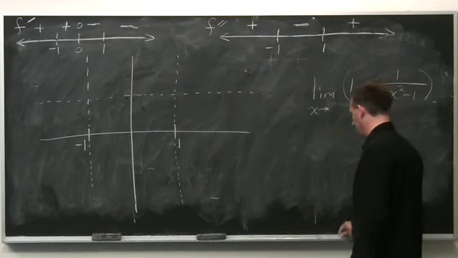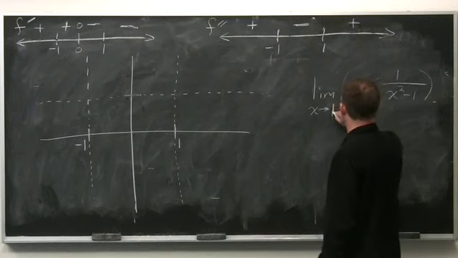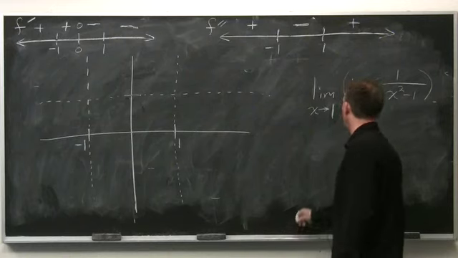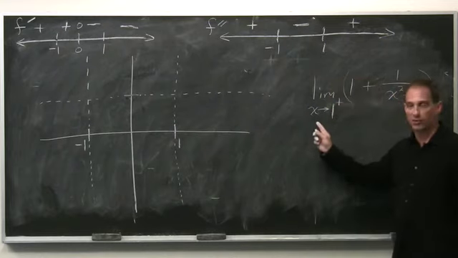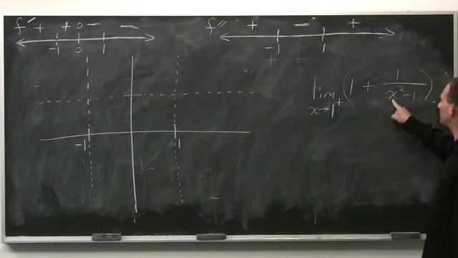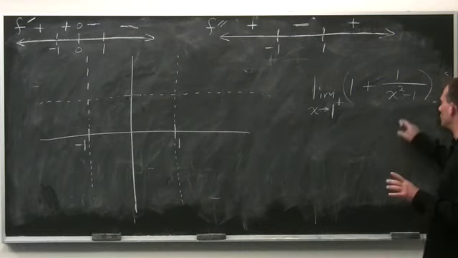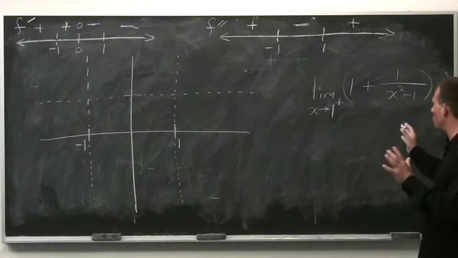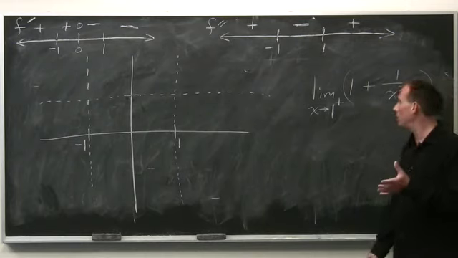So what happens as x approaches 1 from the right? That means x values slightly greater than 1. If x is slightly greater than 1, x squared is slightly greater than 1, so x squared minus 1 is slightly greater than 0. As you approach 1, it gets closer and closer to 0, but through values greater than 0. So it's like a positive 0, 0 from the positive side, which means 1 over it gets huge and positive.